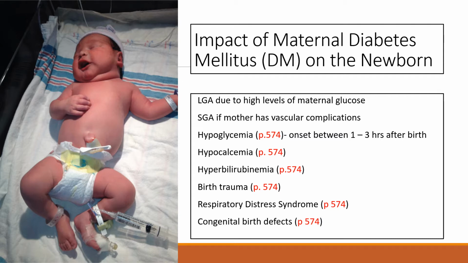In addition to that, there may be some congenital birth defects that are associated with this increase in maternal glucose levels. These include transposition of the great vessels, ventricular septal defects, patent ductus arteriosus. Some of them may also have small left colon syndrome, renal anomalies, neural tube defects, and sacral agenesis, which is a caudal regression.